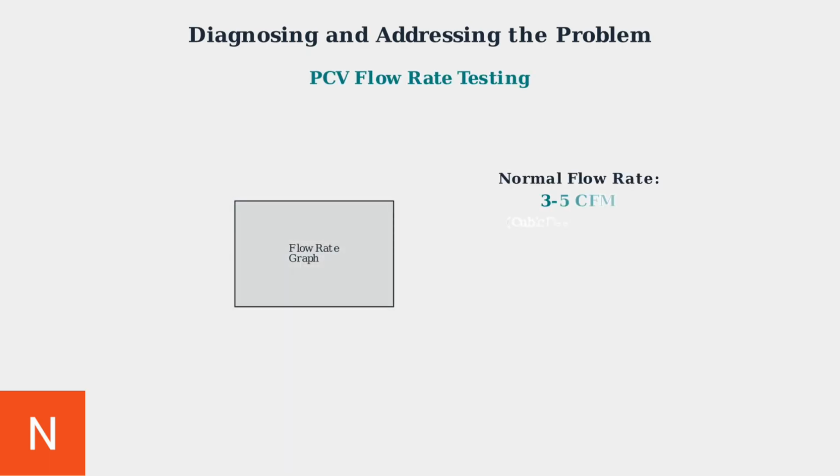PCV flow rate testing measures the volume of air flowing through the system. Proper flow rates typically range from 3 to 5 cubic feet per minute, depending on engine displacement. The graph shows how PCV valve flow characteristics must match blow-by gas production across different engine operating conditions. Proper balance prevents oil contamination while maintaining adequate crankcase ventilation.